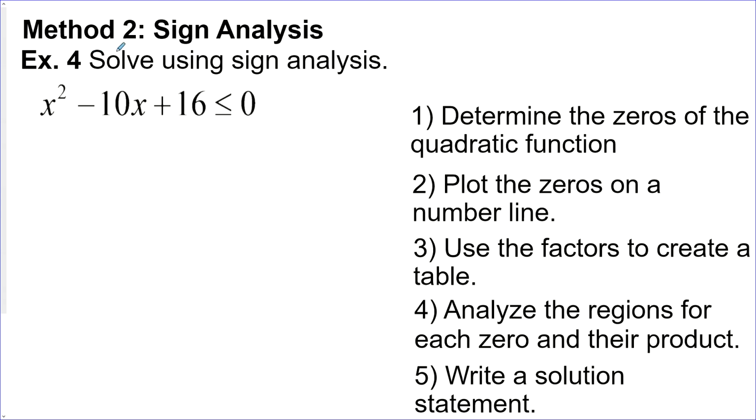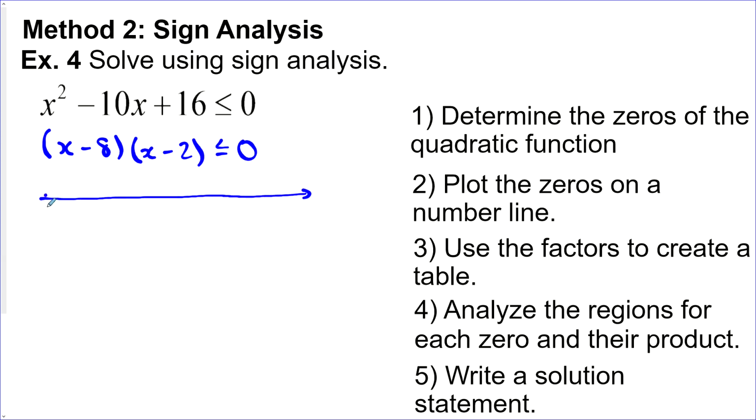Let's move on to algebraic methods, sign analysis. First up, determine the zeros of the quadratic function. I think we've seen this one already. X minus 8, x minus 2 is less than or equal to 0. Plot the zeros on a number line. All right. There's 2, there's 8. Use the factors to create a table. All right. This is going to be here, x minus 8 and x minus 2. So this is my table, kind of like this.